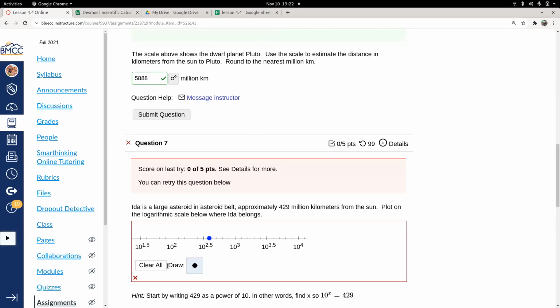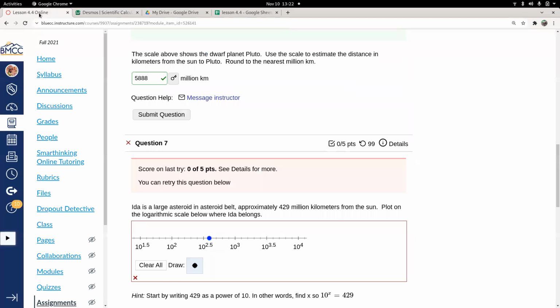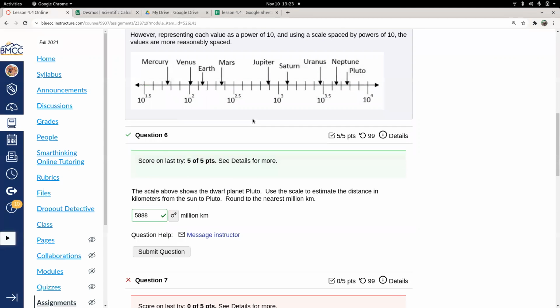Ooh, it was picky. Okay. So what did I do wrong? I guess I could include more decimals, couldn't I, right? When we did, which one?